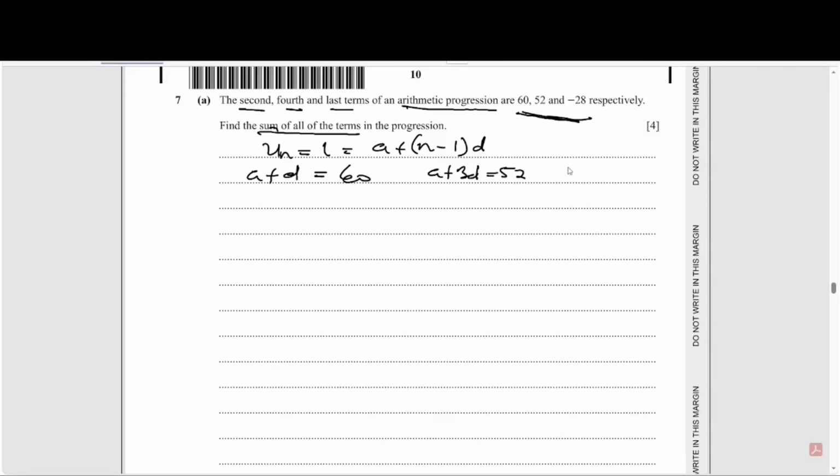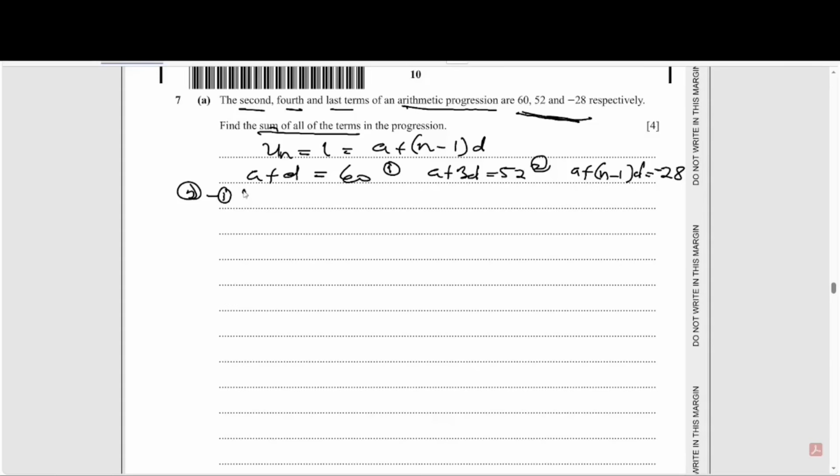So the last term, a plus n minus 1 d, is equal to negative 28. We are going to use the first two equations, equation 1 and equation 2, to find the values of a and d. And after finding those values, we use them to find the value of n that gives us the last term, which is negative 28. So we're going to go to the second equation, equation 2 minus equation 1, knowing that that would eliminate a.